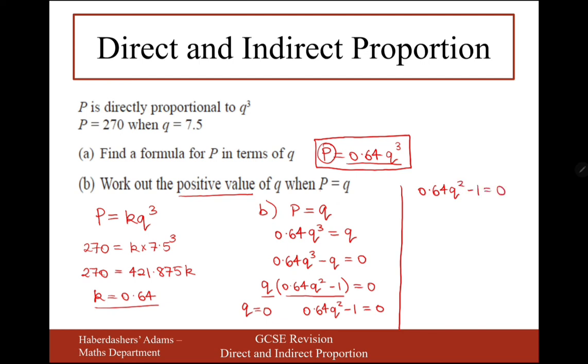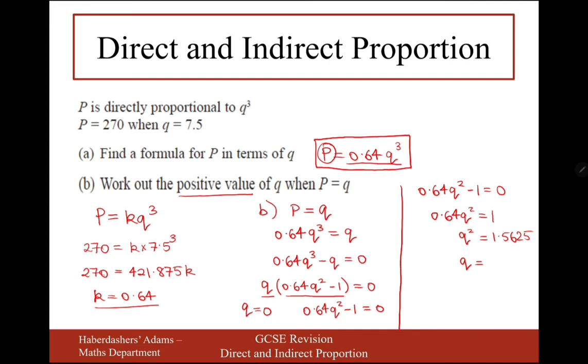Okay, so I'm now going to try and solve this. So I'll move the 1 onto the other side. Then I'm going to divide by 0.64 onto the other side. So 1 divided by 0.64 gives me 1.5625. And then we need to square root to get rid of that squared.